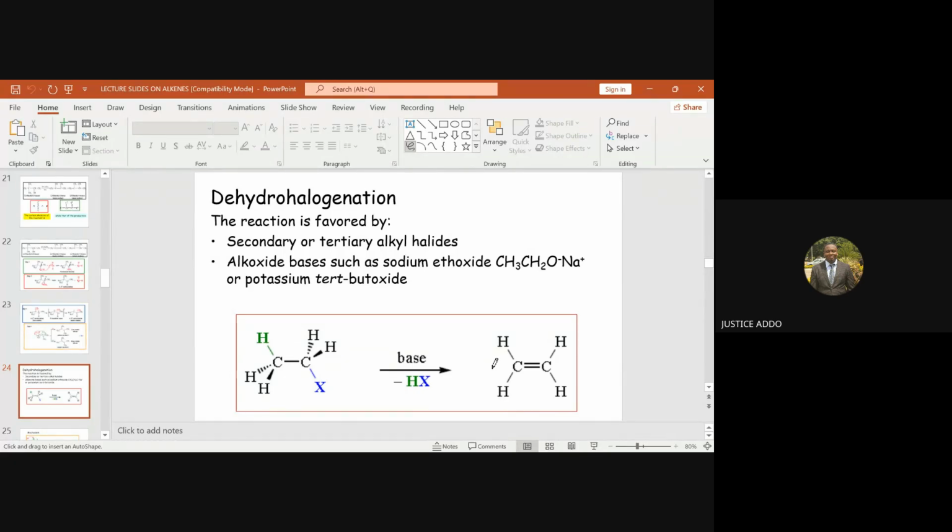This reaction requires bases, and of course, simple bases like sodium ethoxide, potassium ethoxide, and then other types of bases.